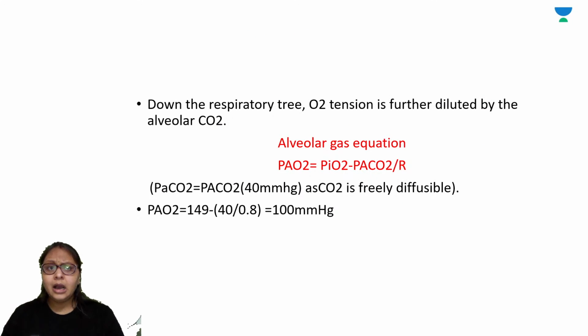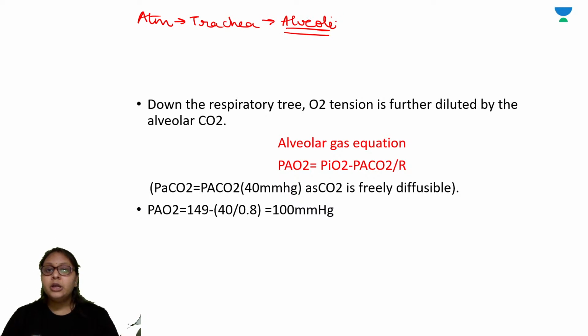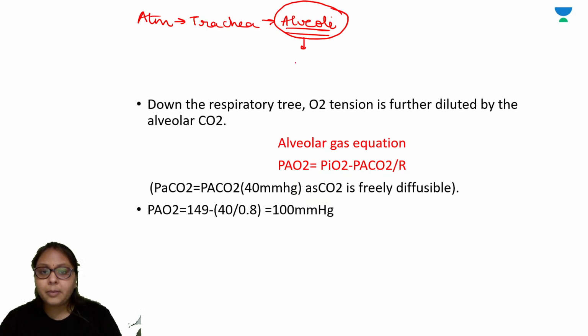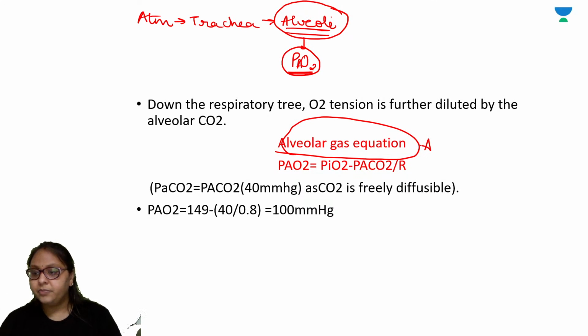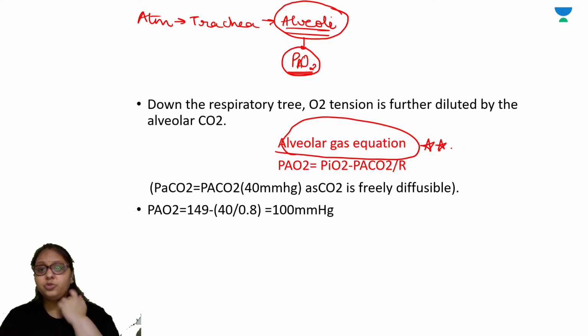Now, from the atmosphere it came to the trachea. From the trachea, where is it going? It is going into the alveoli. So what is the alveolar gas equation? What is the partial pressure of oxygen at the alveolar level? That is given by the alveolar gas equation. Please remember, many questions are asked from the alveolar gas equation.